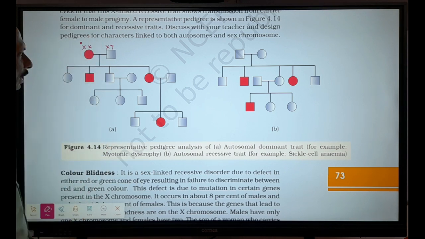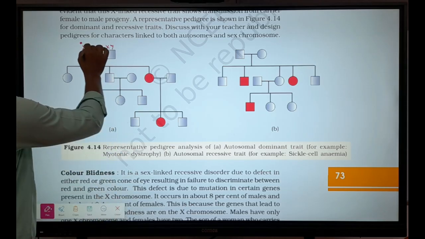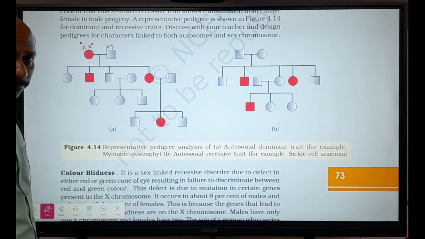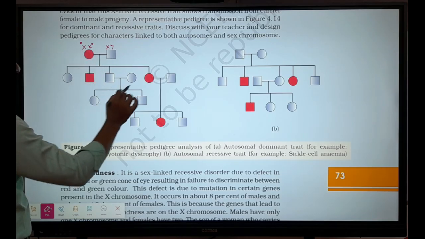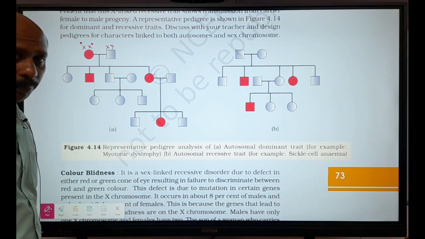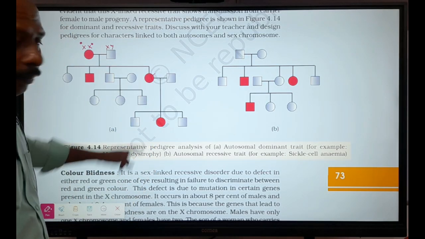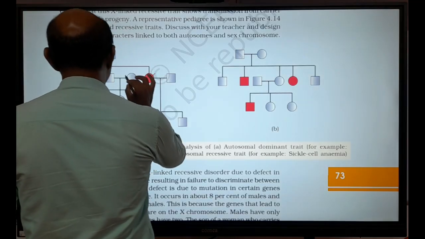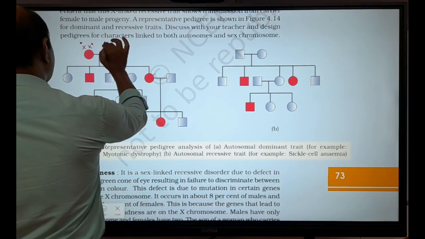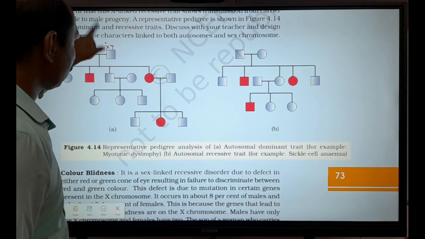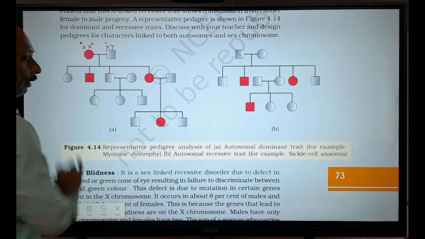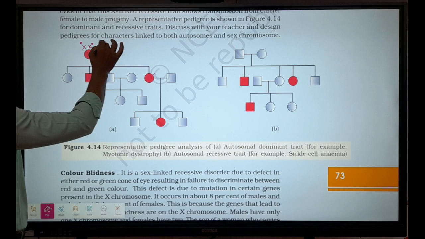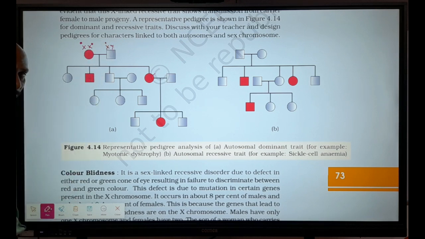If it is a recessive trait, that means both X contain this one. Then how is this one affected? This one is affected in only one case, if this also contains X. But if it contains this one, then how is it affected? If this X contains this one, then how is it affected?